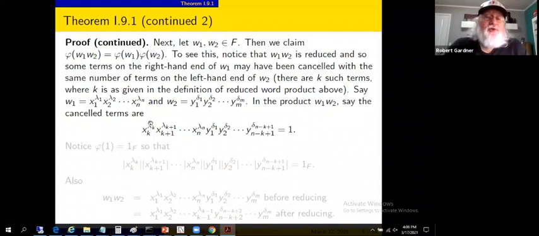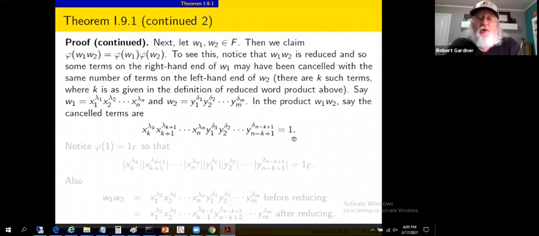Say the canceled terms are these: x sub k to the lambda k up through the last x, first y up through y sub n minus k plus 1 to the delta n minus k plus 1. Say these terms are canceled. Because these are inverses, the next pair is inverses. We get these pairwise as inverses. Well, then these must yield as a word the empty word, just the 1. That's the exact same thing we had before. But these are the terms that are canceling out because in our technique, we treat these as if they were 1.